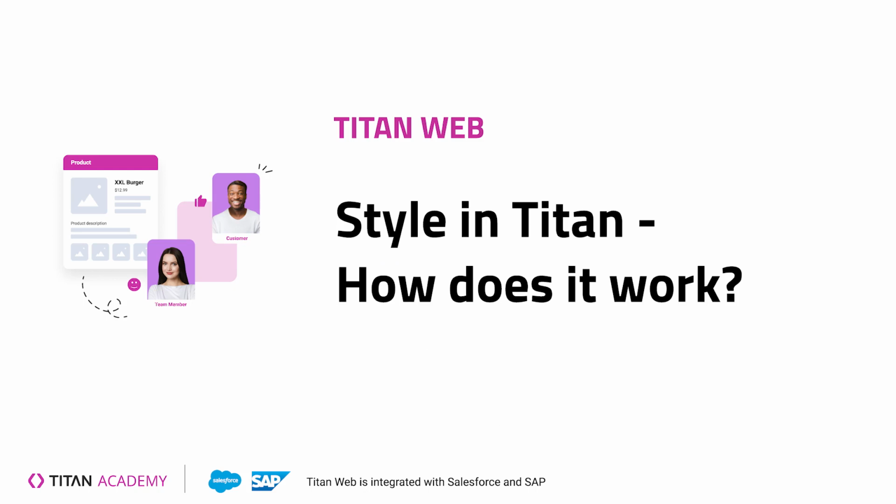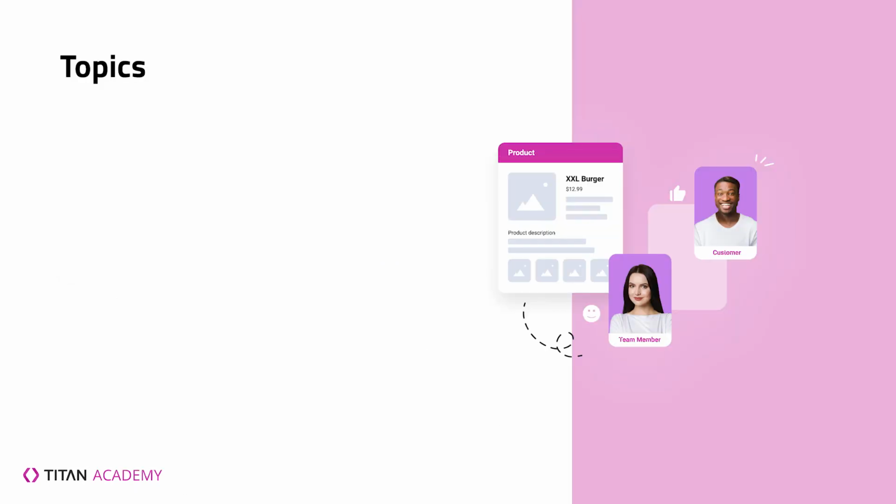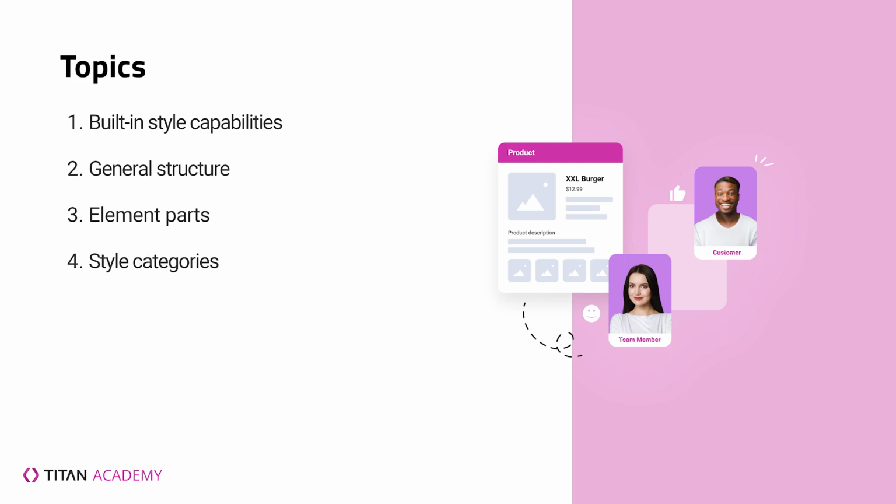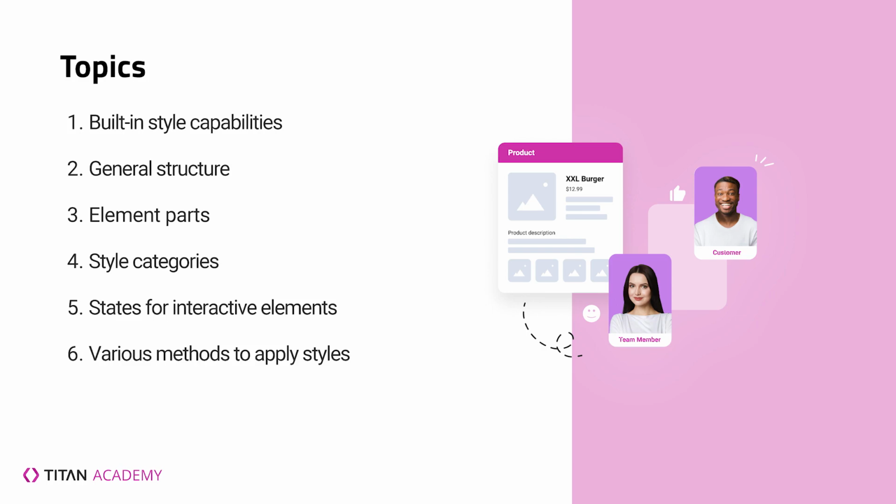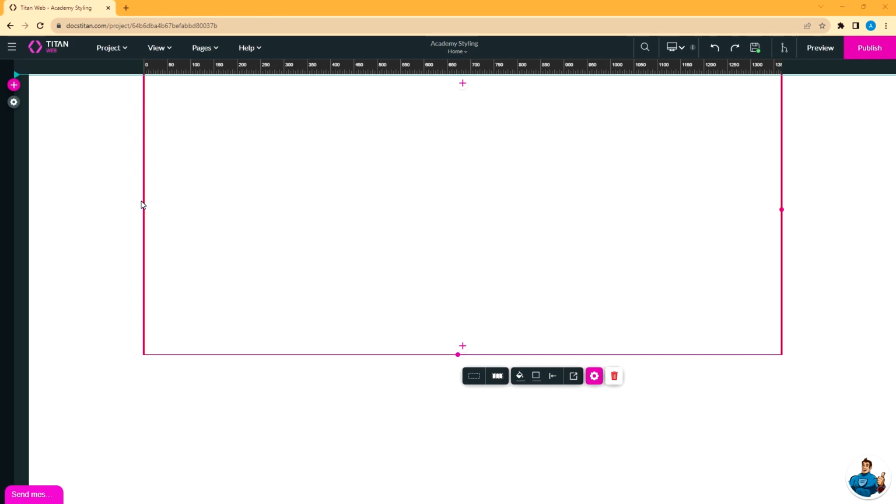In this video, we will cover style in Titan and how it works. We will discuss built-in style capabilities, style in Titan web and the general structure, element parts, style categories, states for interactive elements, and various methods to apply styles. Titan web provides built-in capabilities to visually customize the elements and components used in your project with clicks and without CSS code.